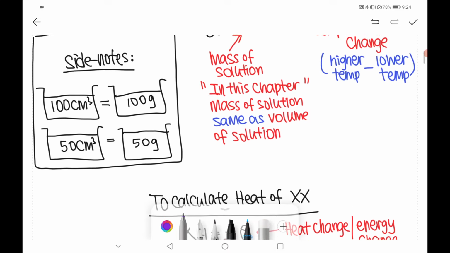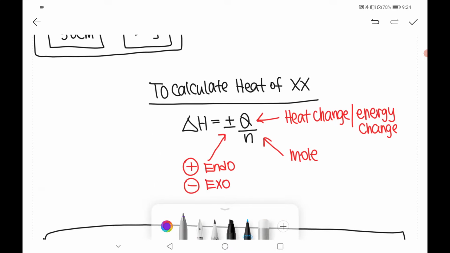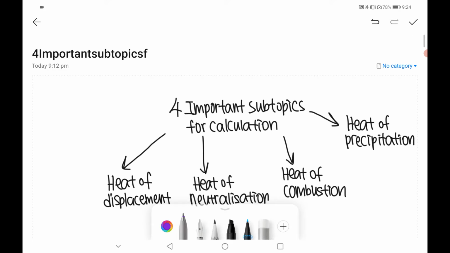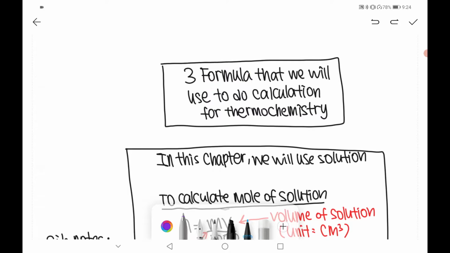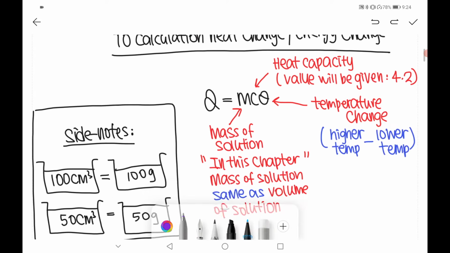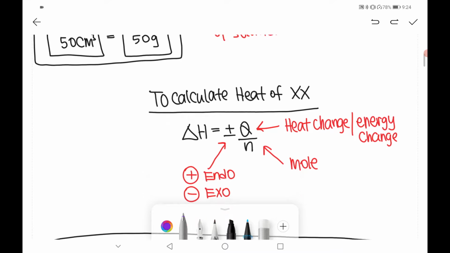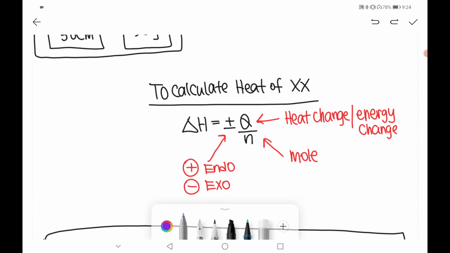Alright. So the last one here is another formula. Remember we have three formulas here. I already showed you the first one and the second one. Now we go for the last formula. The last formula in this chapter is delta H. Remember we learned in the last lesson, triangle stands for delta. So delta H equal to plus minus Q divided by n.